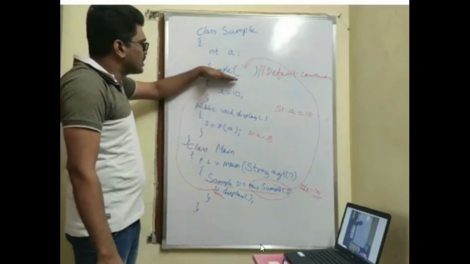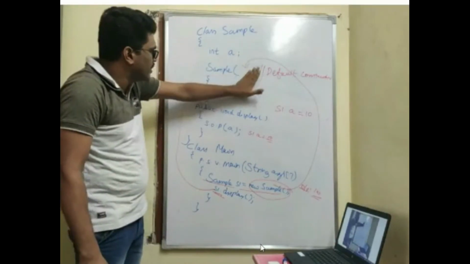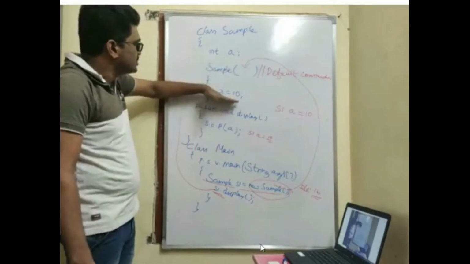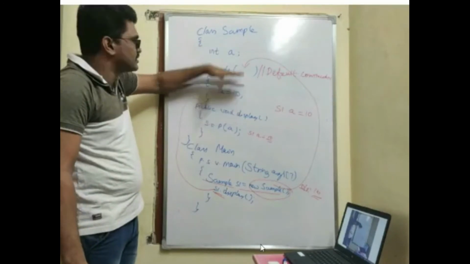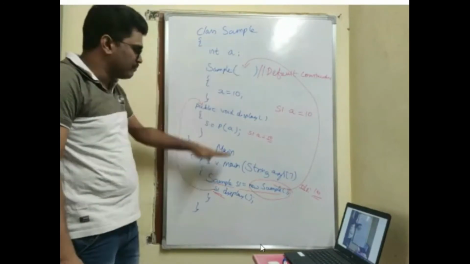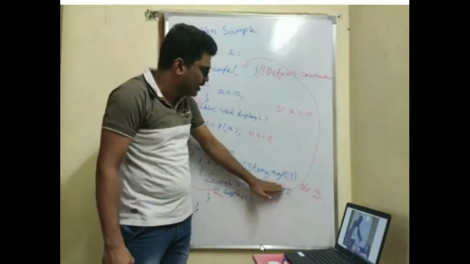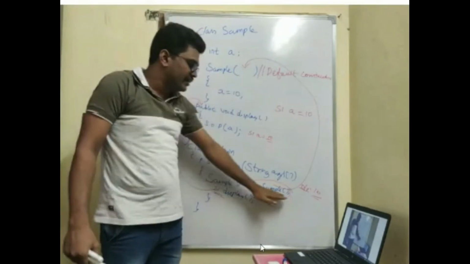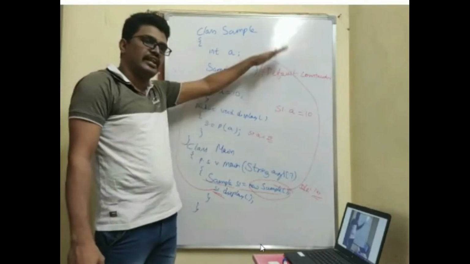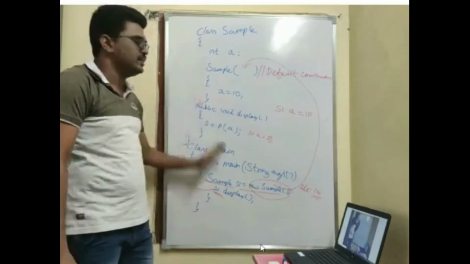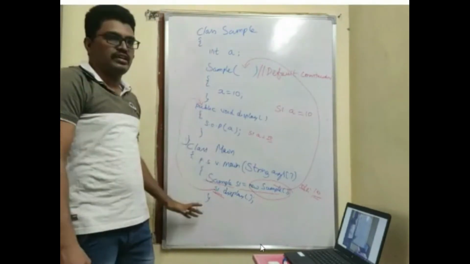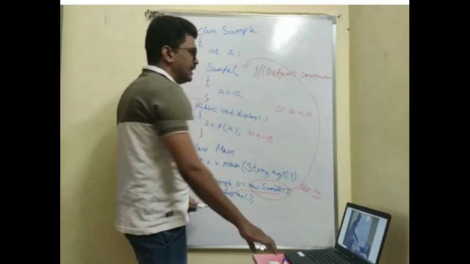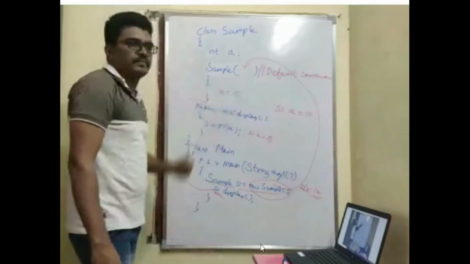So default constructor will not take any parameters. It will be initializing the class variables, class data members. Whenever we create an object, automatically the constructor, the default constructor or any constructor, will be invoked. So this is about default constructor. The main property is it does not take any parameters.